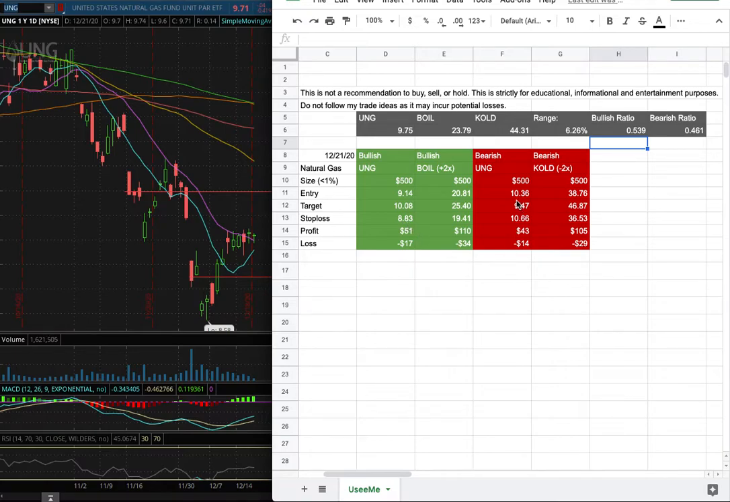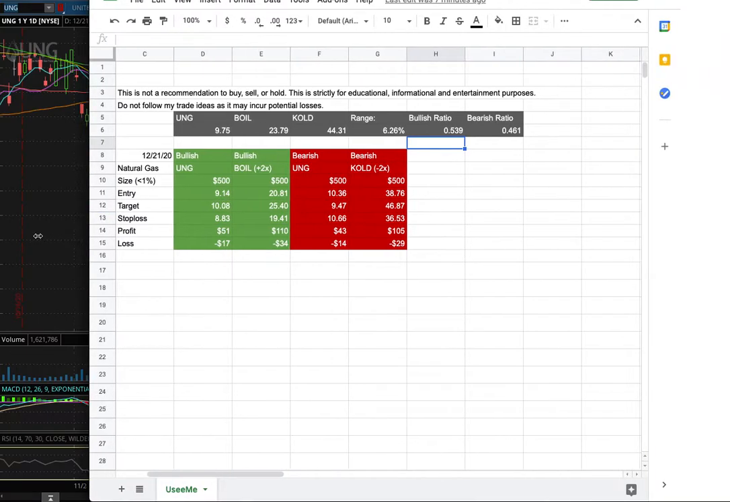However, if I were to open a short position, my entry is at $10.36, and that is this range there. My sell target is at $9.47, and my stop loss is at $10.66. So whichever entry price were to hit first, that will be my position of the week.